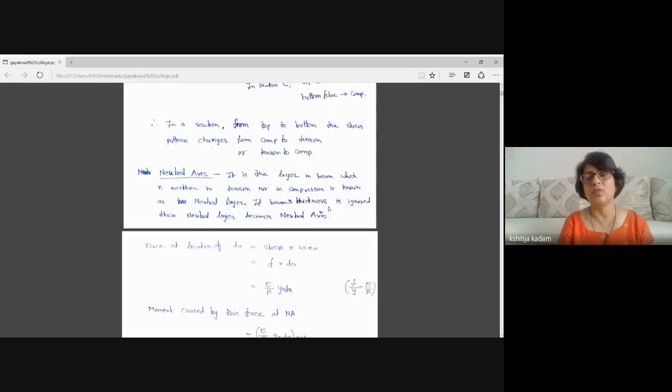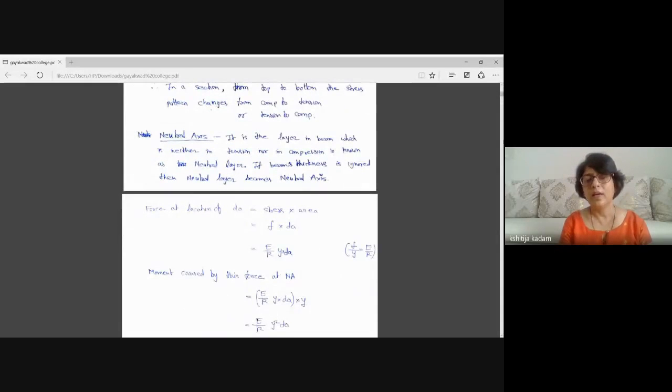If beam thickness is ignored, or beam width is ignored, I should write here, beam width is ignored, then the neutral layer will become neutral axis. So within the thickness of beam, there lies some neutral axis at which the beam is not in tension, not in compression, and therefore its name is neutral. No tension, no compression, neutral axis. Okay.